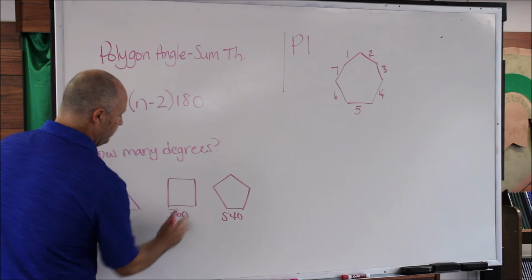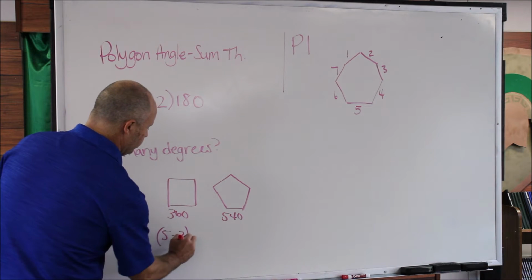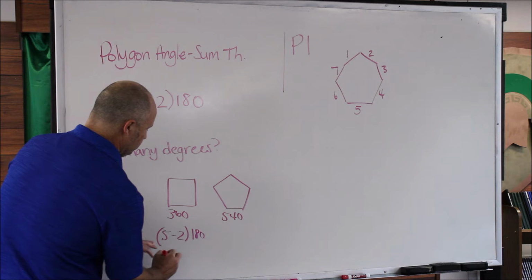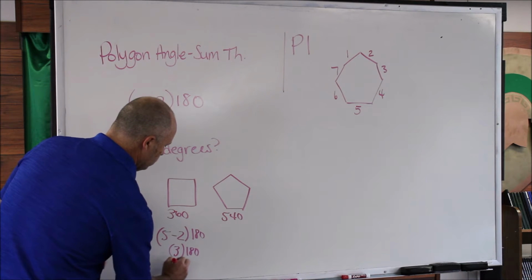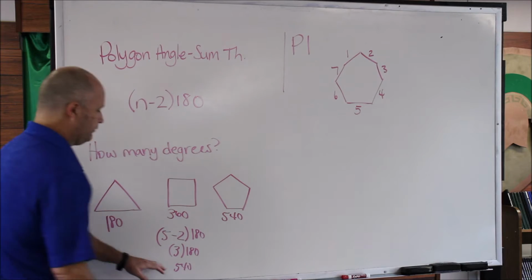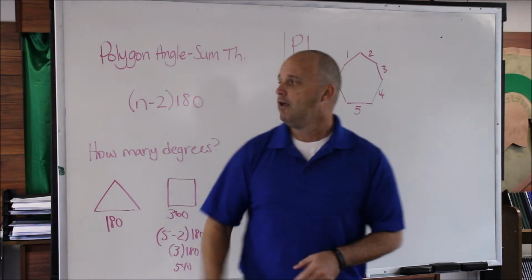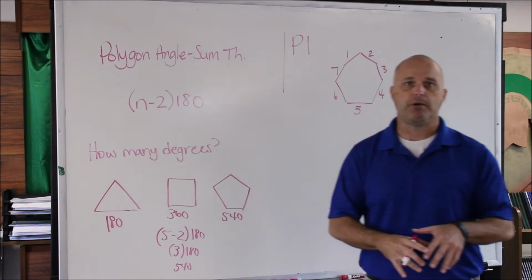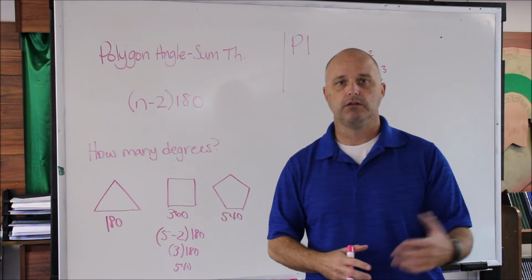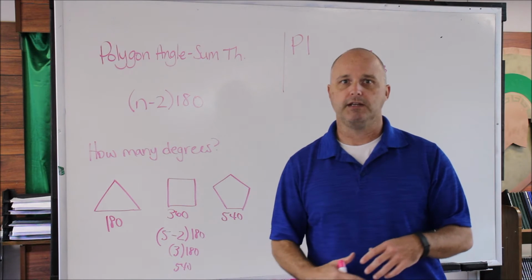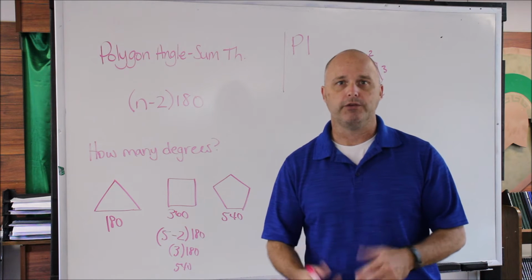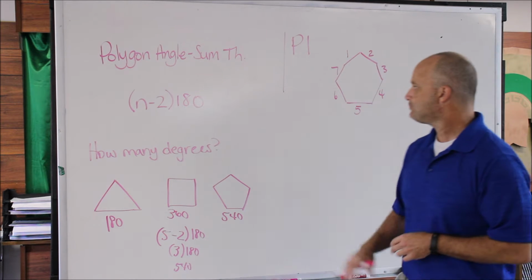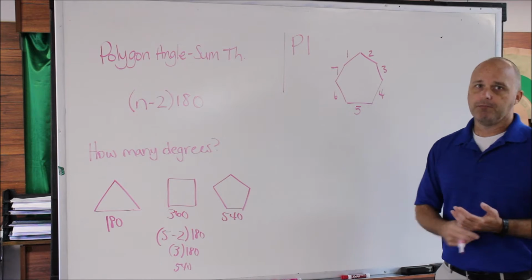So we know that we've got 5 sides, minus 2, times 180. So that's going to give us 3 times 180, which is 540. So it checks out for the pentagon. This is going to work for any sort of polygon that you've got, whether it be a triangle or all the way up to a 15-gon, 100-gon, whatever. Whatever size polygon you want to use, it's always going to work for that. Let's move on over to problem number 1.